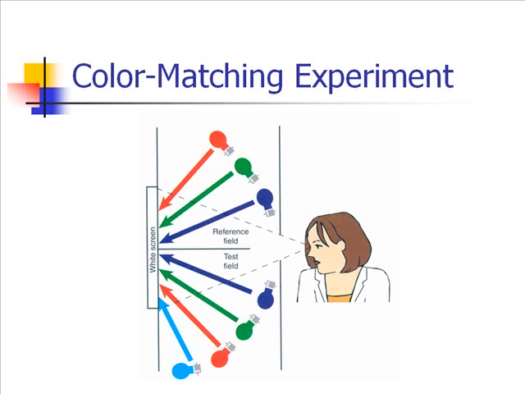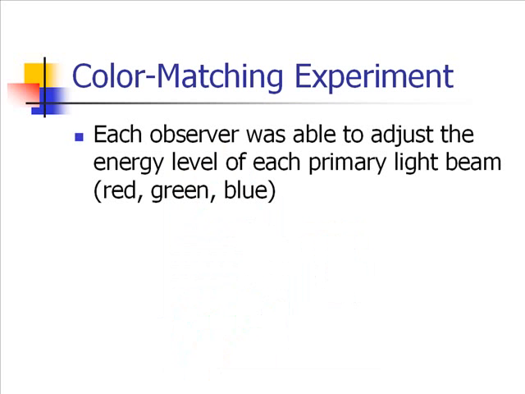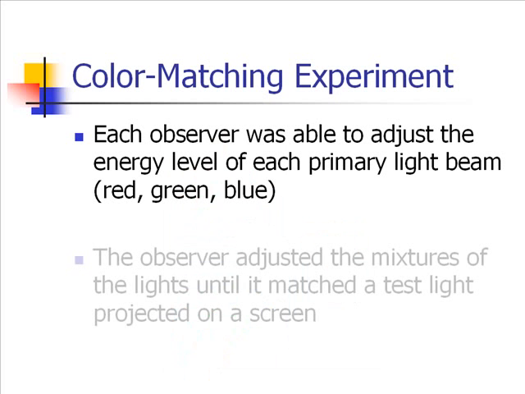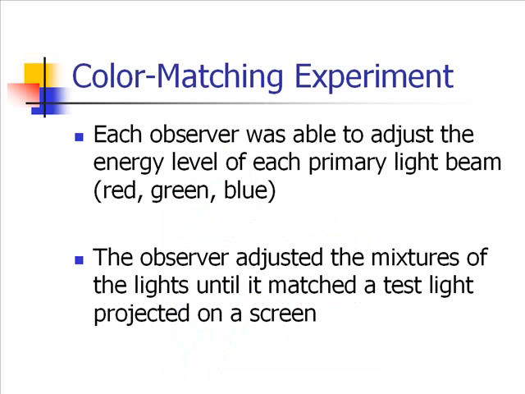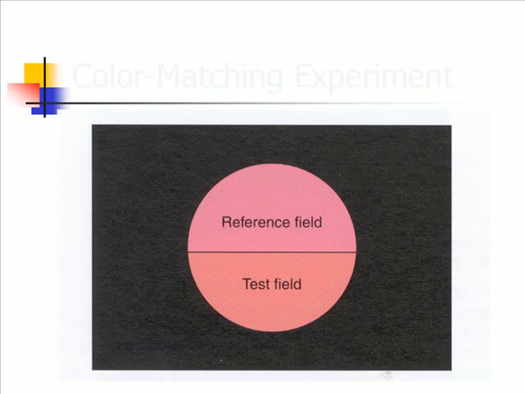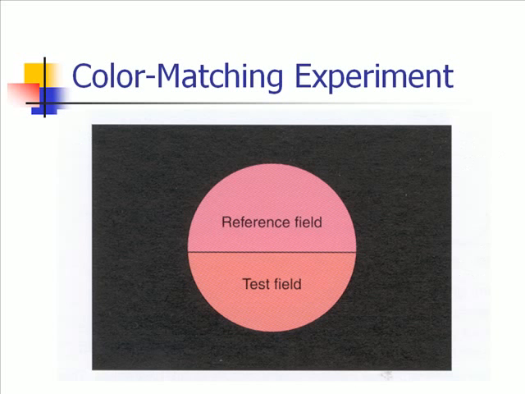Each observer was able to adjust the energy level of each of the primary light beams, the red, the green, and the blue. And then they kept adjusting them till both sides of the screen matched. And they would say, yep, both of those are the same color. Kind of what it looked like. And you can see right at this point they're not the same. So they would keep adjusting this test field here until it matched the reference field. And then they would write down what the individual ingredients were, or the power levels of each of the lights.